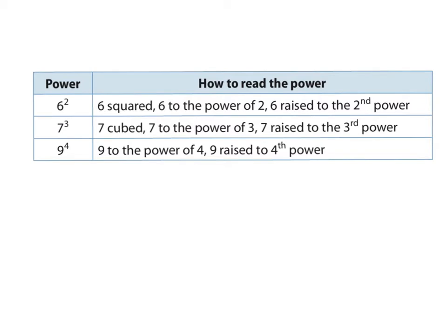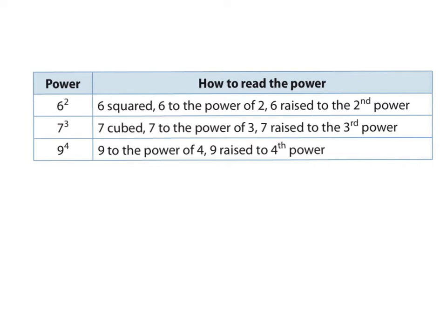All right, how do you read these numbers? If we have 6 with the exponent 2, we can read it as 6 squared. The exponent 2 is always a squared. We can read it 6 to the power of 2 or 6 raised to the second power. Those are all correct ways to say that one. 7 with the exponent 3, we can call it 7 cubed, 7 to the power of 3, 7 raised to the third power. Remember, these are called powers, and so we can use that word to describe these. 9 with the exponent 4, we can say 9 to the power of 4 or 9 raised to the fourth power.